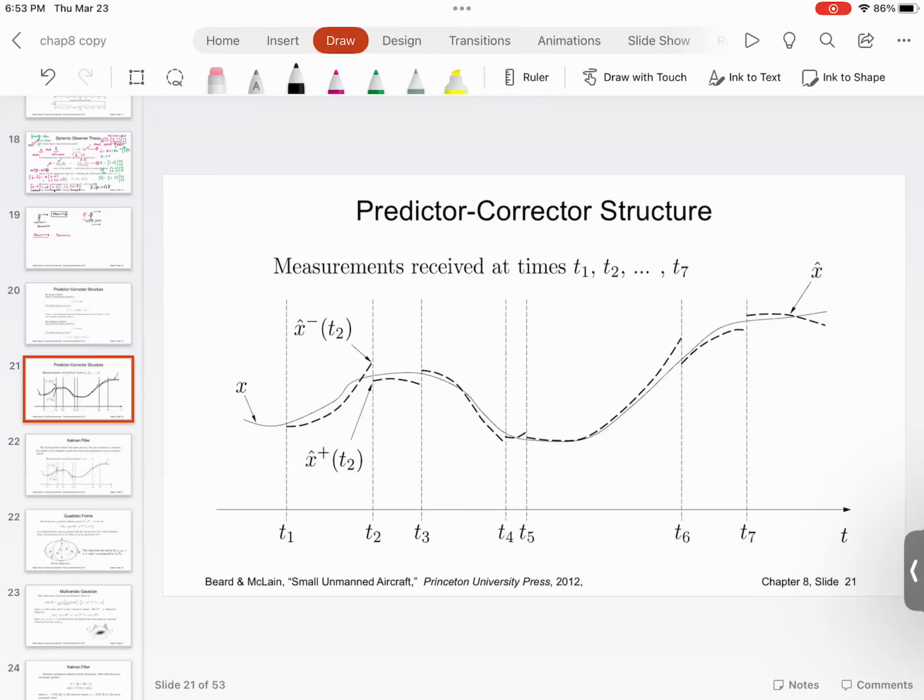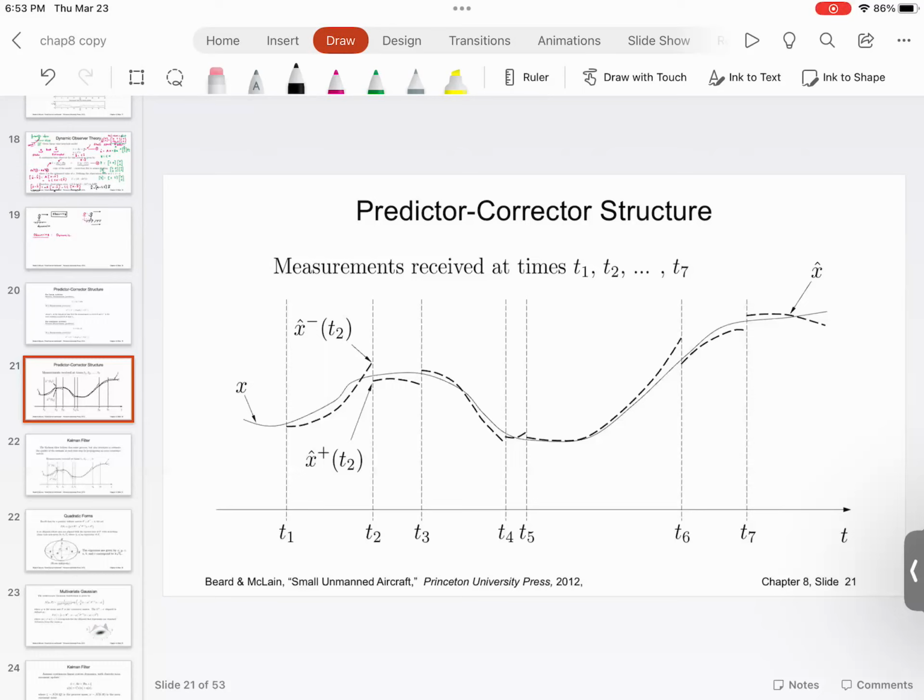Is it for the same time instance? It's for the same time instant, but at the same time instant, you have three values: previous, predicted, corrected, and sort of estimated. And your hope is that your corrected value is very close to the estimated or true value.